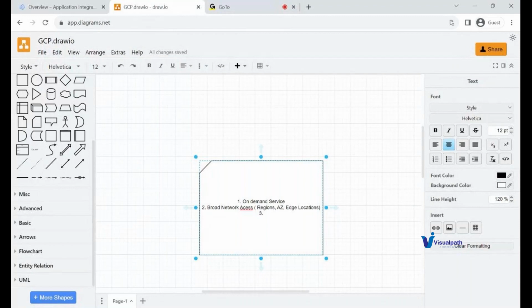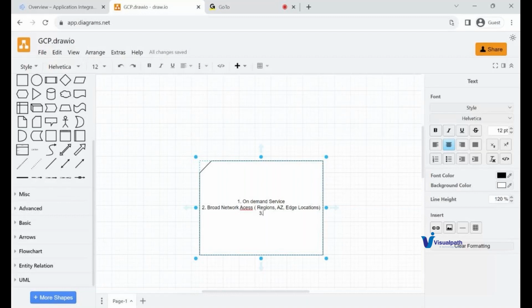Okay, understood. So I was just telling that the broad network access that we are speaking of can be divided in cloud terms into regions, availability zones, and edge locations, right? So what are these? I'll go much deeper when we start going ahead with the course, right? Just to give you a higher overview.